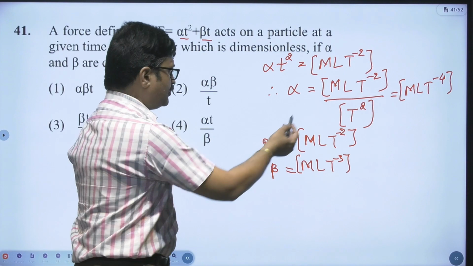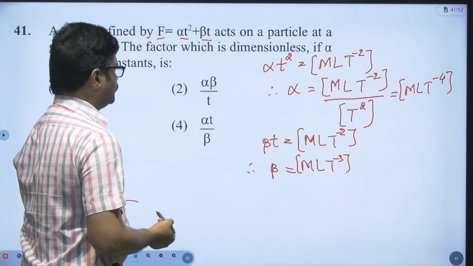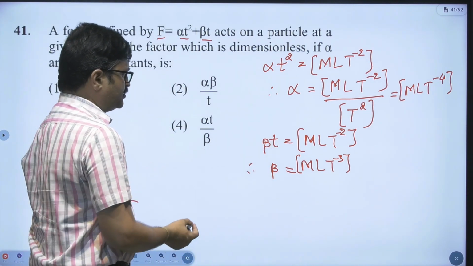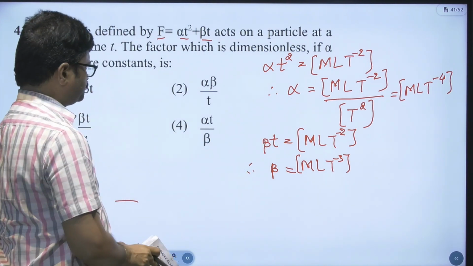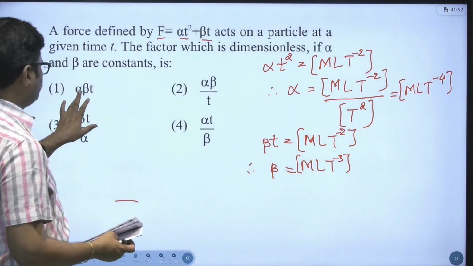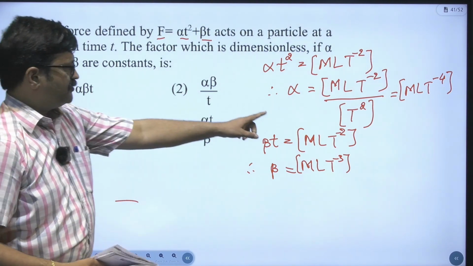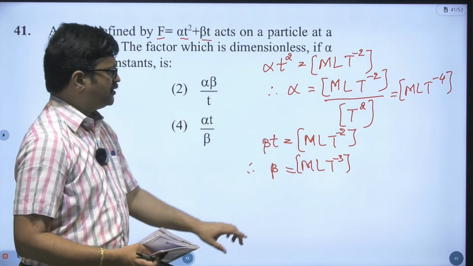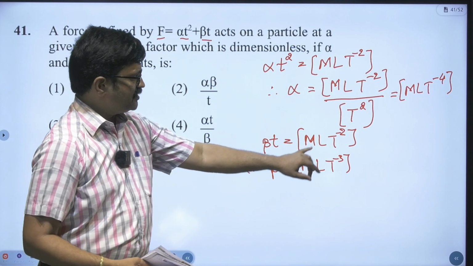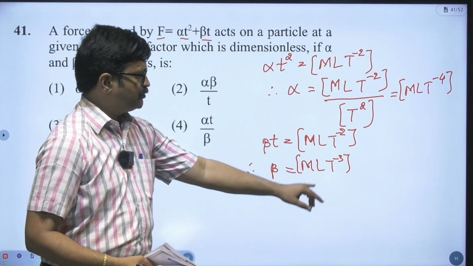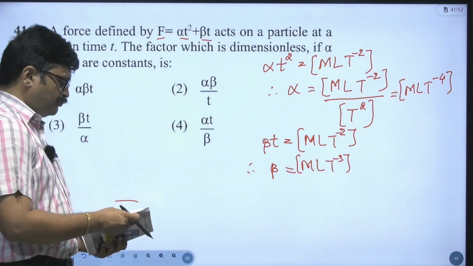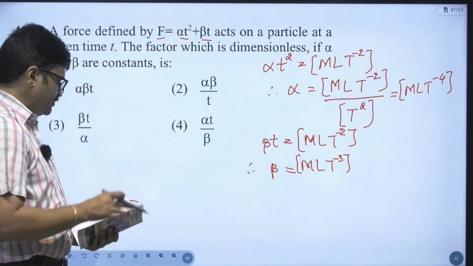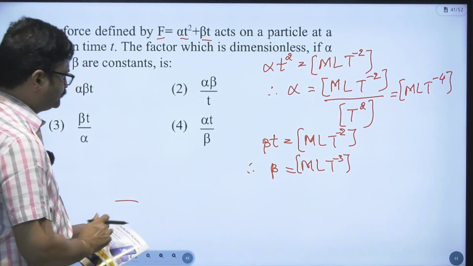Okay. So alpha and beta values we have found. Now if you just notice here, the product of alpha and beta, if you consider the first one, alpha beta into t. Now if you just multiply alpha and beta, what happens here? M raised to 2 you will get, L raised to 2 you will get, T raised to minus 7. So definitely the first option will not match. Hence we will consider this one.